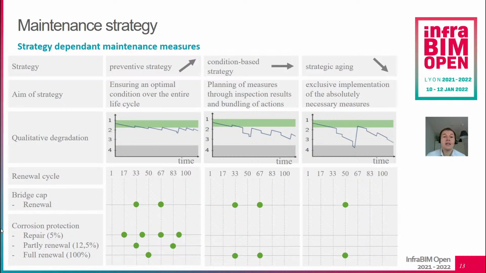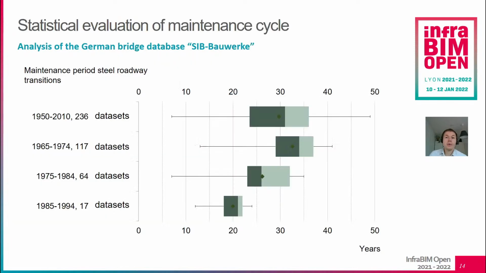And all these different maintenance strategies have different measures over the life cycles. How do we get our replacement cycles? There were different approaches we worked on in the past. One was to evaluate literature values and to work with engineering companies, and another one is to evaluate databases. For example, in Germany we have the bridge database ZIP Bauwerke, and in this database all measures over the life cycle of a bridge for all bridges in Germany have to be stored.